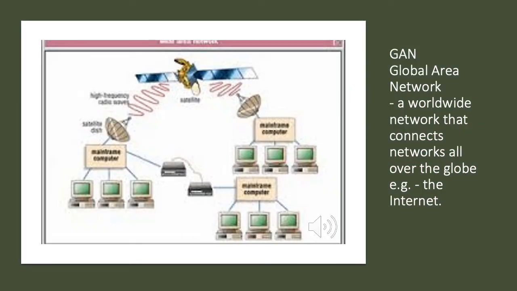A global area network is a worldwide network. It's a very complex system that connects networks all over the globe. So you can have a lot of wide area networks connected to this global area network.